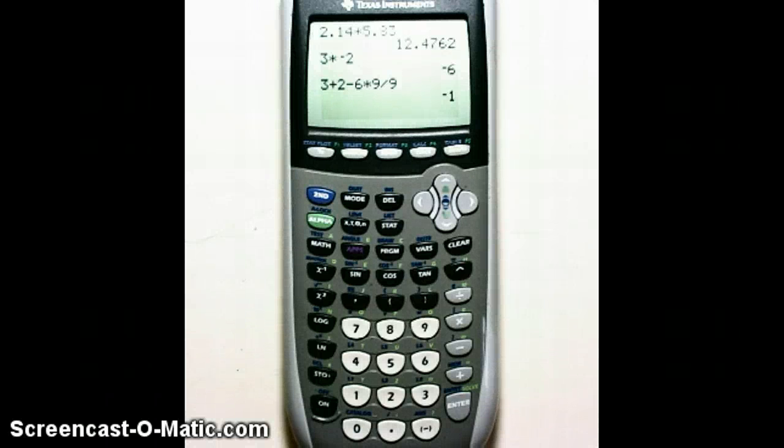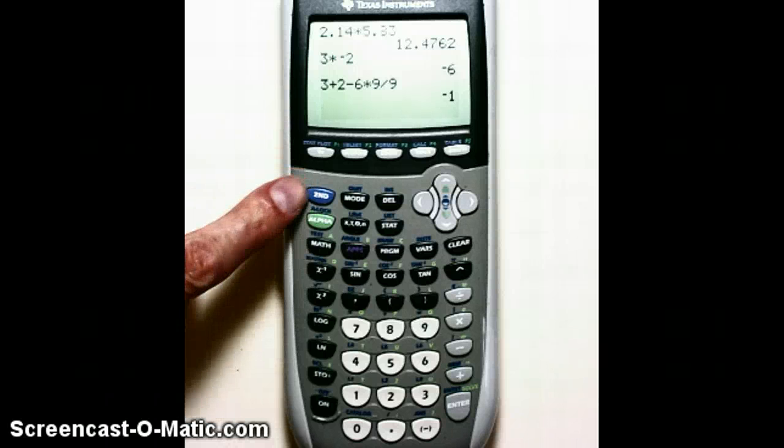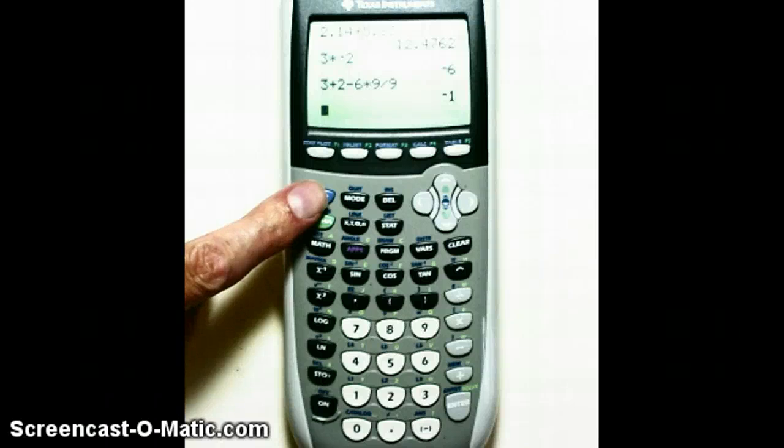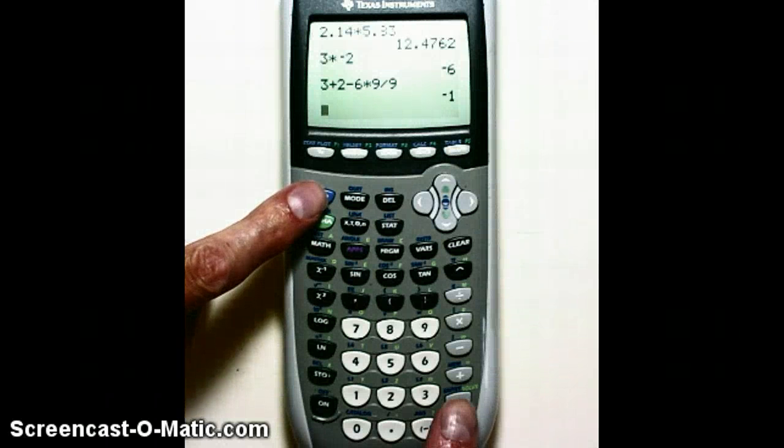Now let's just say, for instance, you wanted to go back in time and you wanted to look at some previous things you put on your calculator. Okay, so here's my other finger here, and here's my right finger.